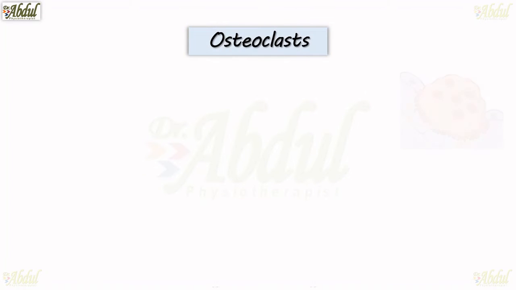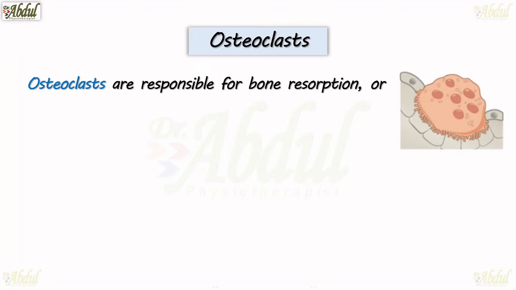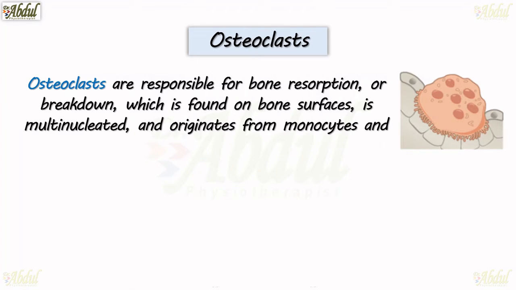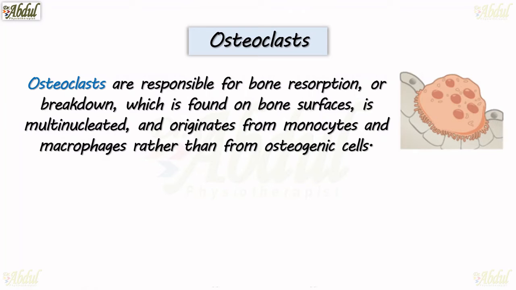Osteoclasts. Osteoclasts are responsible for bone resorption, which is how calcium is released and how bone repair takes place. Osteoclasts are responsible for bone resorption or breakdown, and are found on bone surfaces. They are multinucleated and originate from monocytes and macrophages rather than from osteogenic cells.